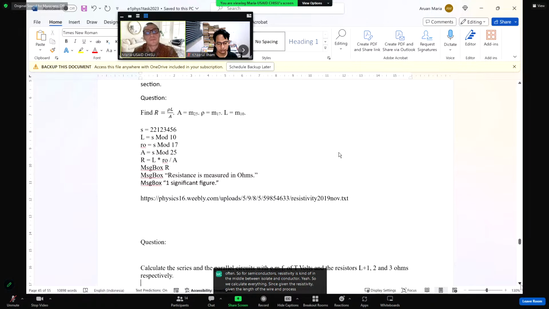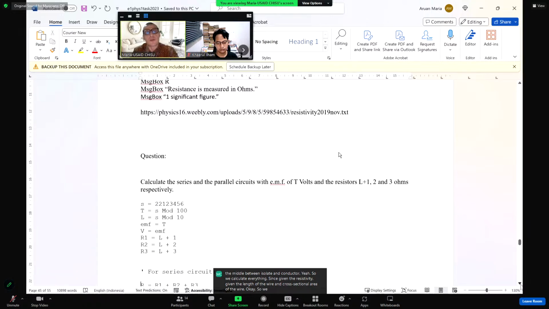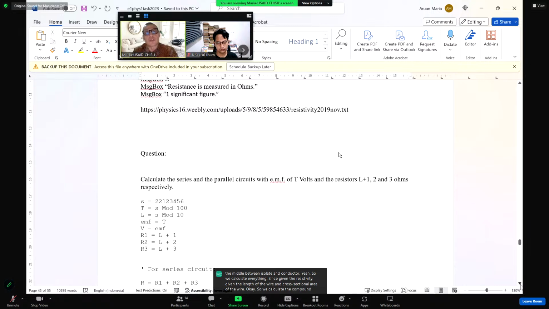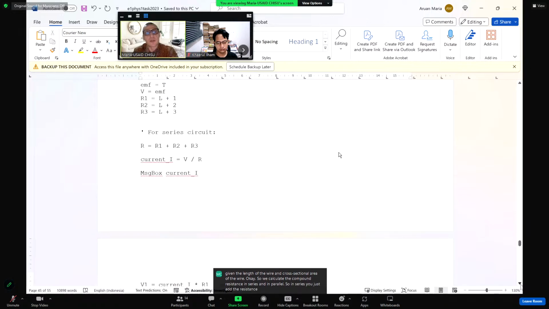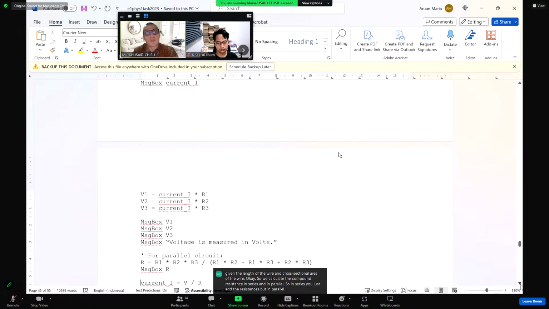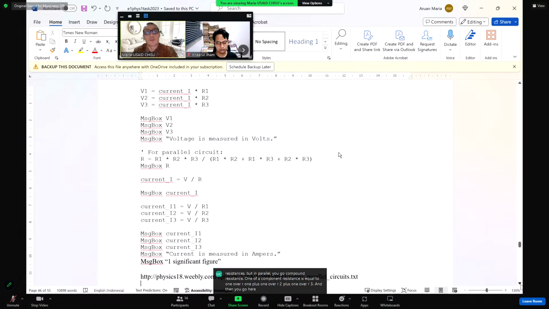Okay. So we calculate the compound resistance in series and in parallel. So in series, you just add the resistances, but in parallel, you go compound resistance. 1 over compound resistance is equal to 1 over R1 plus 1 over R2 plus 1 over R3. And then you calculate compound resistance from this equation, yeah?